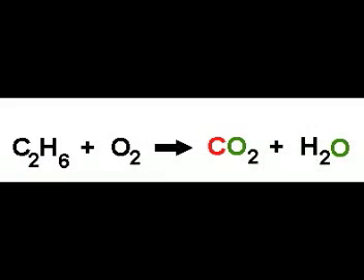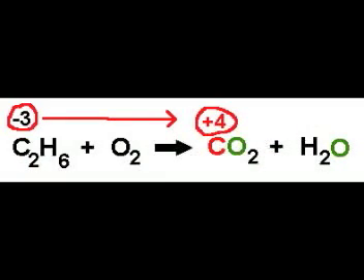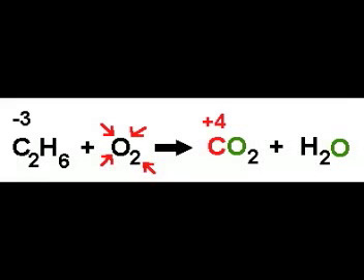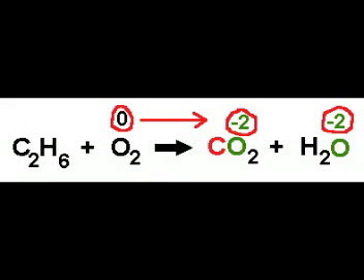Let's go back to our methane reaction. The charge of the carbon goes up from -3 to +4. Therefore, it lost electrons and was oxidized. It reduced the oxygen from 0 to -2, in which oxygen gained electrons and was reduced.